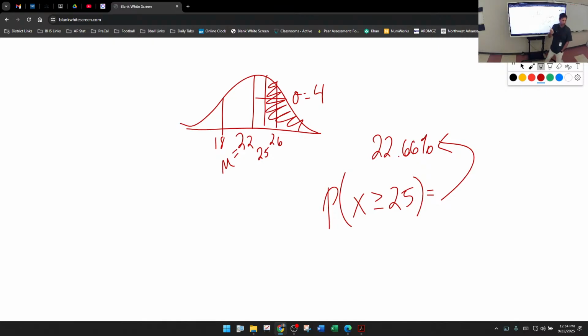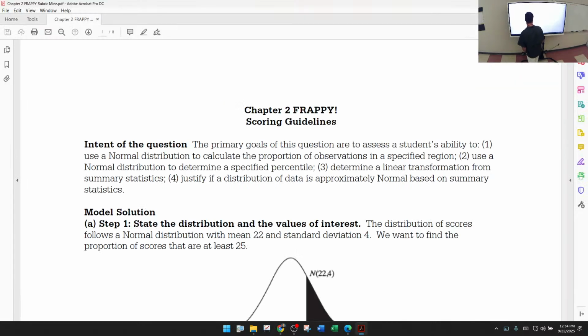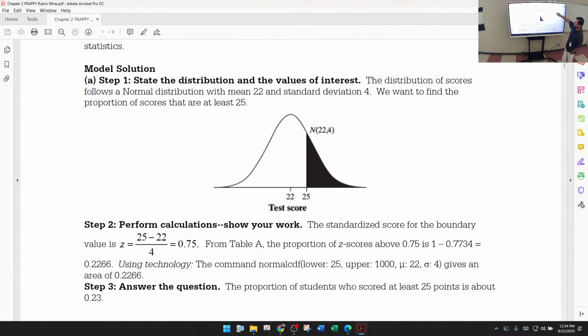Let's hit the rubric and see how both of them would have done and how you would have done. Step one, state the normal distribution value. This is the perfect answer. So we'll go through the rubric in a second. Model solution. State the distribution of values of interest. The distribution of scores follows a normal distribution, mean at 22, standard deviation 4. We want to find the scores that are at least 25.